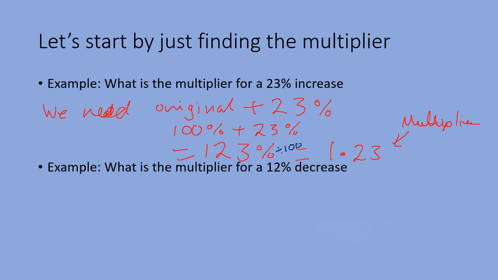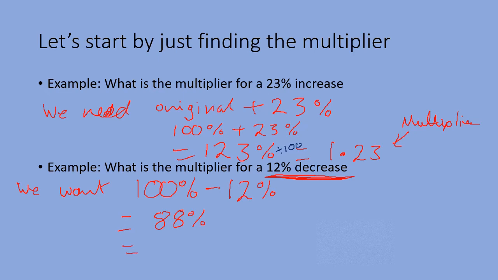The next question says, what is the multiplier for a 12% decrease? It's important that we've noted that it says decrease. So we want the original 100%, but we're decreasing by 12% this time. So we're going to subtract. So minus 12%. Hopefully you can work that out in your head. If not, you can use a calculator. That's going to be 88%.